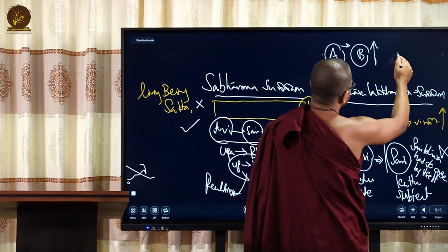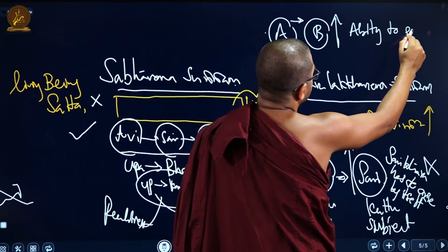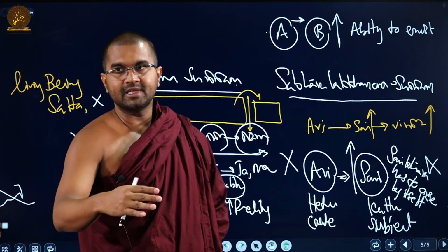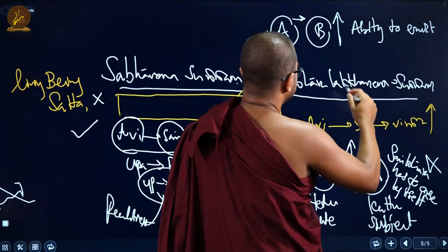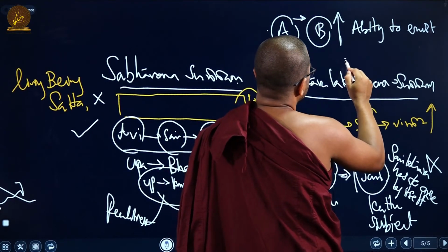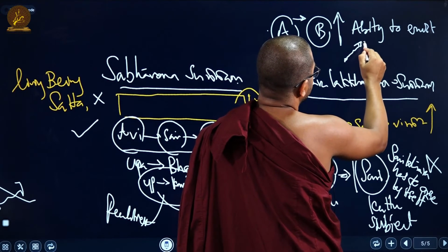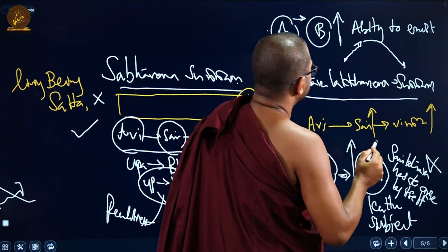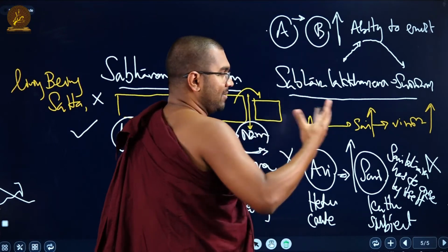Now B has a certain ability to exist. This ability to exist reduces with the timing. We call the aging, jara. So the ability to exist starts, and in the beginning it increases. It increases to a certain level, and then it starts to decrease. The ability to exist. So from where did this B get this ability to exist?